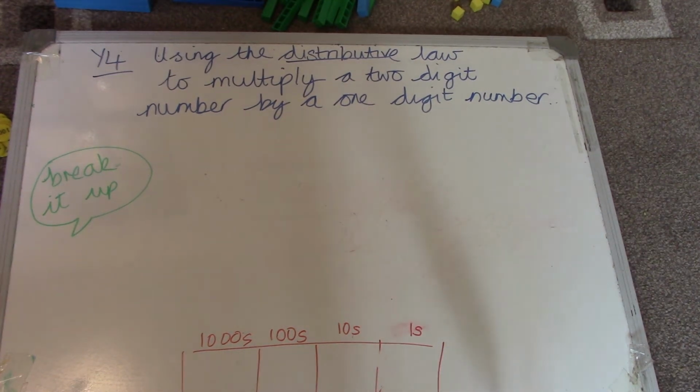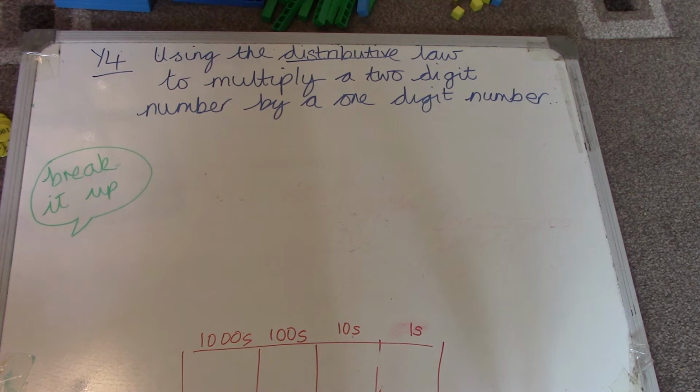So day 2 in multiplication involves using the distributive law to multiply a 2-digit number by a 1-digit number. By distributive law, we're talking about breaking the number up, so you're not looking at it as one whole, you're dealing with it in maybe ones and tens and then recombining it back together. So let's have a look at some examples that are going to help you with the tasks set for today.